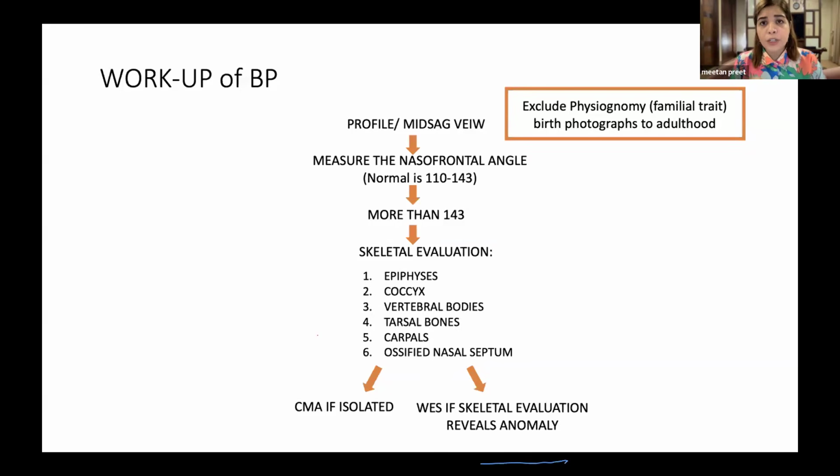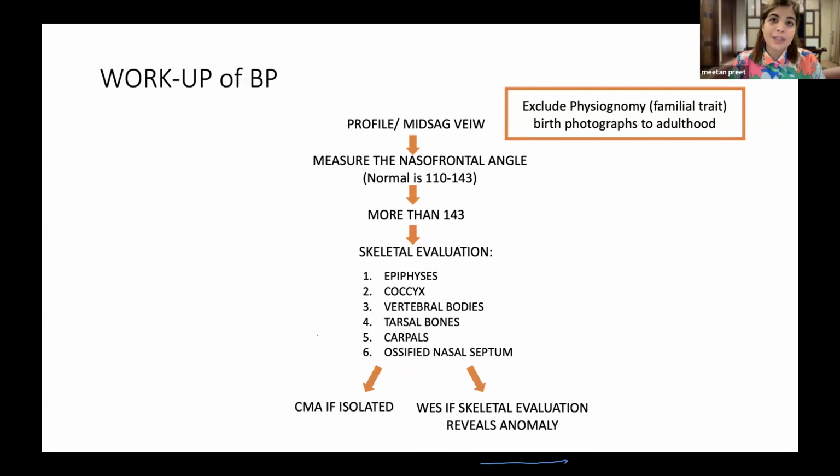I see the vertebral bodies for any clefts, very, very rare, but yes, there are cases that have reported vertebral coronal clefting in cases of Binder's syndrome. And I look at the tarsal bones and the carpals for any ossification. I look at the ossified nasal septum if it is there.